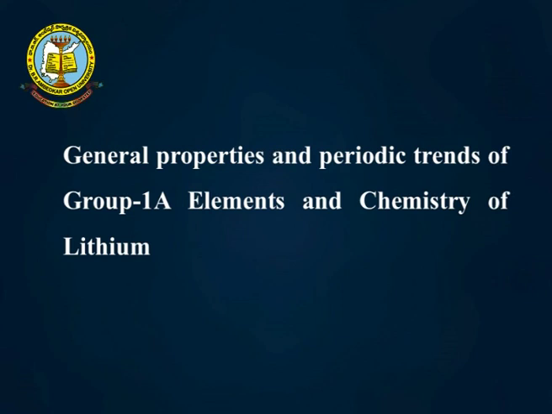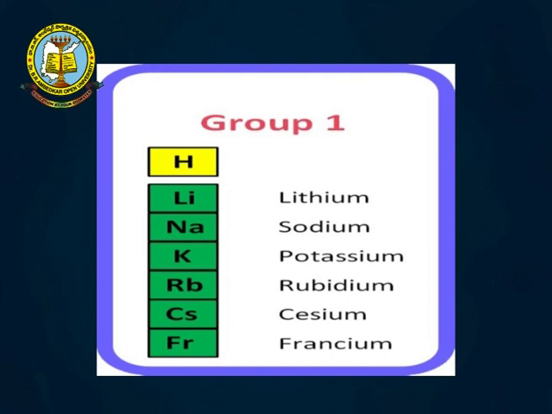Today we are going to discuss the general properties and periodic trends of group 1 elements and the chemistry of lithium. This topic is taken from the BSc first year first semester chemistry paper, where we discuss the general properties and periodic trends of group 1 elements, consisting of lithium, sodium, potassium, rubidium, cesium and francium.